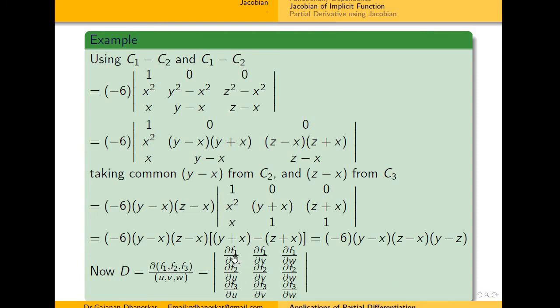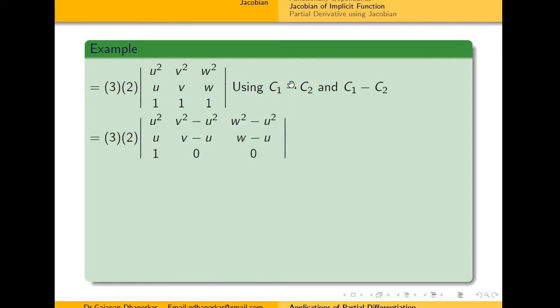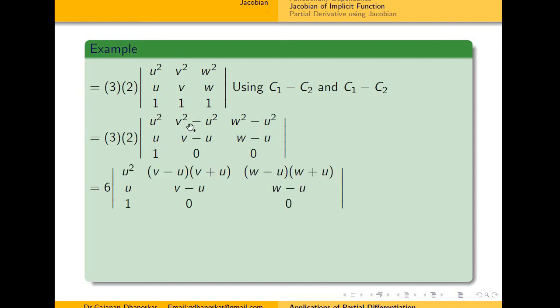Now we have to take the partial derivatives of f1, f2 and f3 with respect to u, v, w. We will get 3 square, 3 square. From the first row 3 is common, so we take 3 outside, and from the second row 2 is common, so we take it outside. We use the properties of determinants and solve easily. Here are 1, 1, therefore we subtract columns: C2 minus C1 and C3 minus C1. Then these two terms easily become 0. Here v square minus u square we factor and take common.